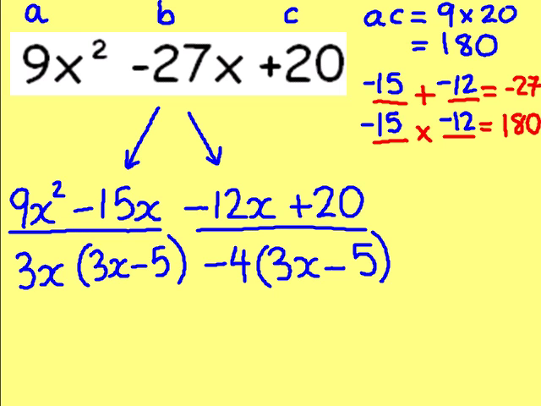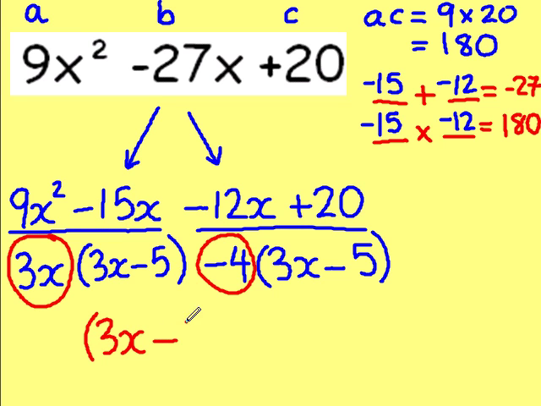Now to completely factorise, we need to put our first terms in front of both brackets as one of our factors. That's 3x minus 4, and the repeated bracket 3x minus 5 is my second factor. So completely factorised, we have 3x minus 4 multiplied by 3x minus 5.